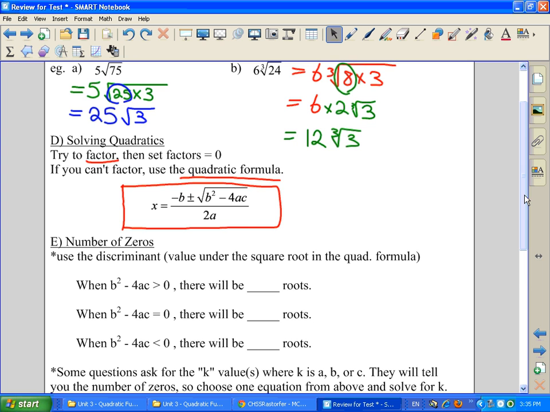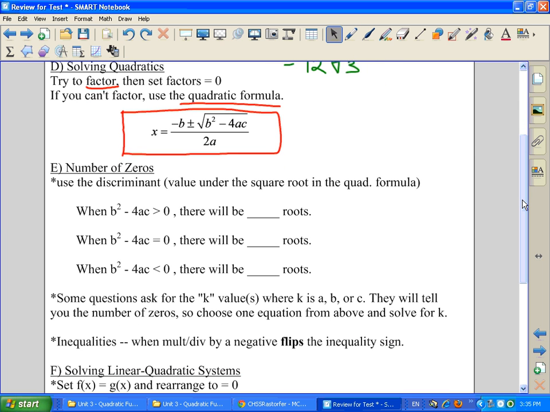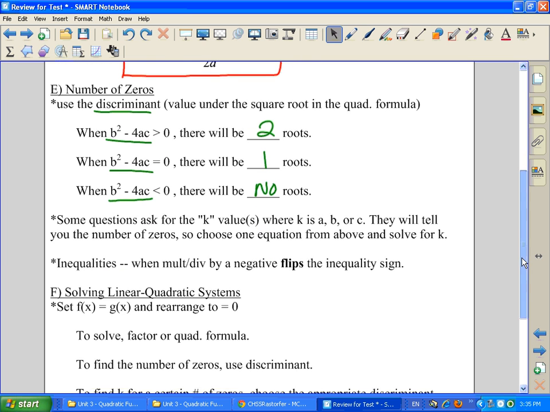Okay? Next, we took a look at the number of zeros, and we learned a new term called the discriminant. Okay, and that's the value underneath the square root sign in the quadratic. So that is your b squared minus 4ac. Okay, and if that value under the square root is greater than 0, that will tell us we have 2 roots. If it equals 0, you will have 1 root, and if it's less than 0, you will have no roots.